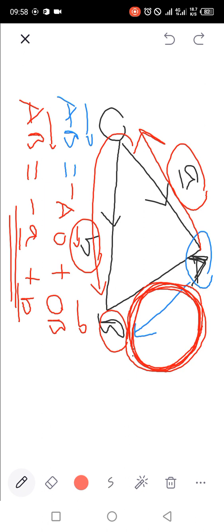You're welcome to Professor's teaching. Yeah, there. So that's how we solve these vectors. We're also doing the other one.